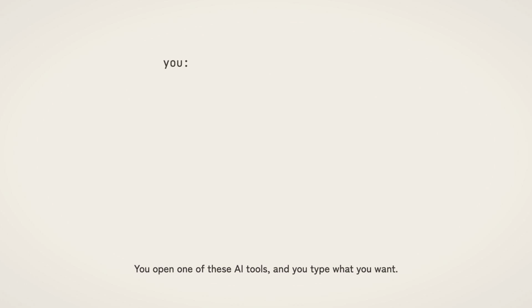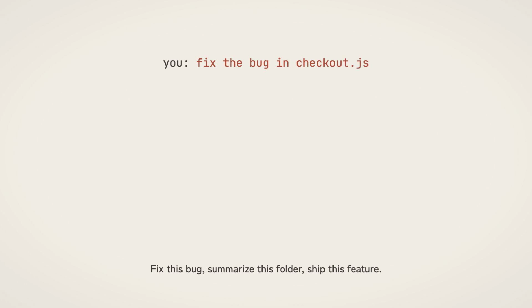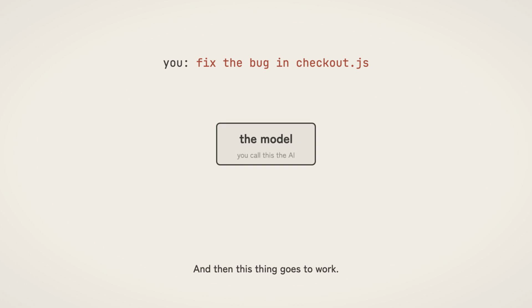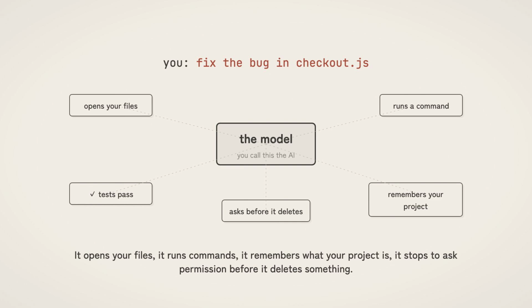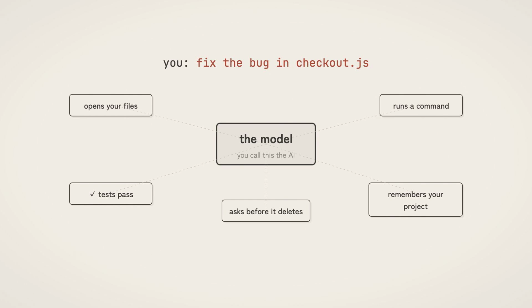You open one of these AI tools and you type what you want. Fix this bug, summarize this folder, ship this feature. And then this thing goes to work. It opens your files, it runs commands, it remembers what your project is, it stops to ask permission before it deletes something. It feels like one single creature doing all of that. And you probably call the whole thing the model or just the AI.